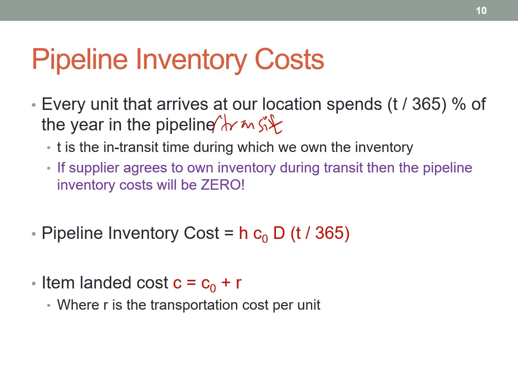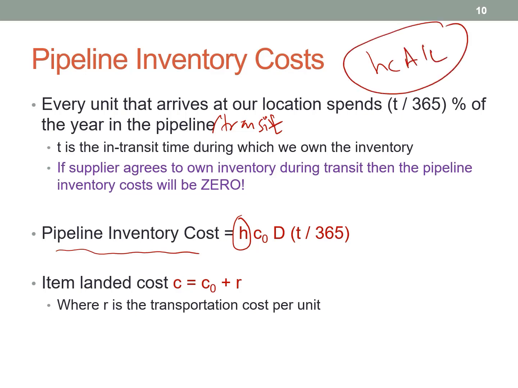Okay, so the formula for pipeline inventory cost is kind of similar to the carrying cost formula. We have the same H that we have in the carrying cost, but instead of C, remember we had HC, that was inventory carrying costs. So we have the same H. Instead of C, we have C naught.